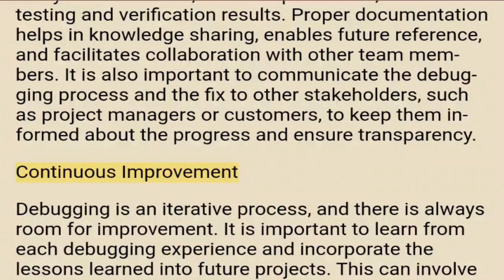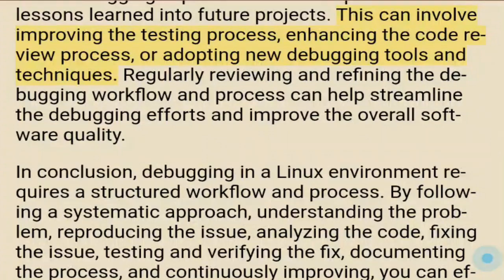Continuous improvement. Debugging is an iterative process, and there is always room for improvement. It is important to learn from each debugging experience and incorporate the lessons learned into future projects. This can involve improving the testing process, enhancing the code review process, or adopting new debugging tools and techniques. Regularly reviewing and refining the debugging workflow and process can help streamline the debugging efforts and improve the overall software quality.